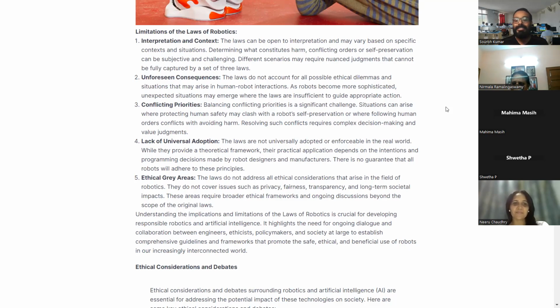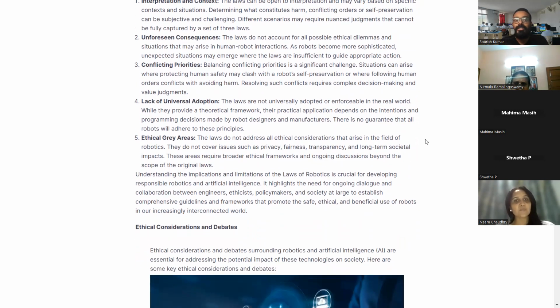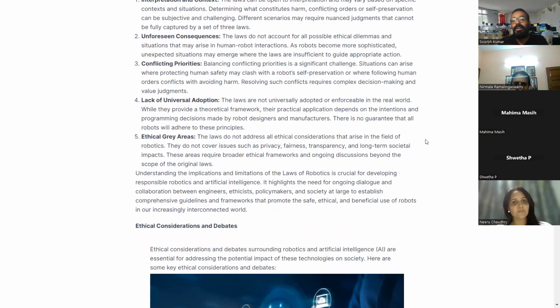So we must understand the concept of interpretation and context, how that particular line is said or how we want our robots to perform. So, unforeseen consequences: the laws of robotics do not account for all possible ethical dilemmas and situations that may arise in human-robot interaction. As robots become more sophisticated, unexpected situations may emerge where the laws are insufficient.